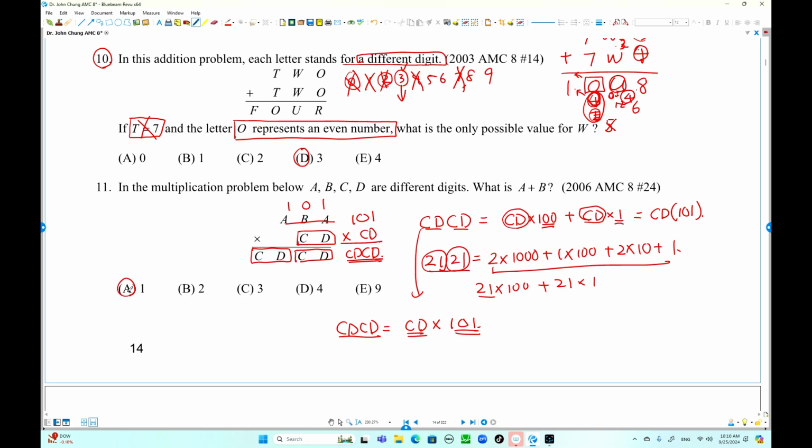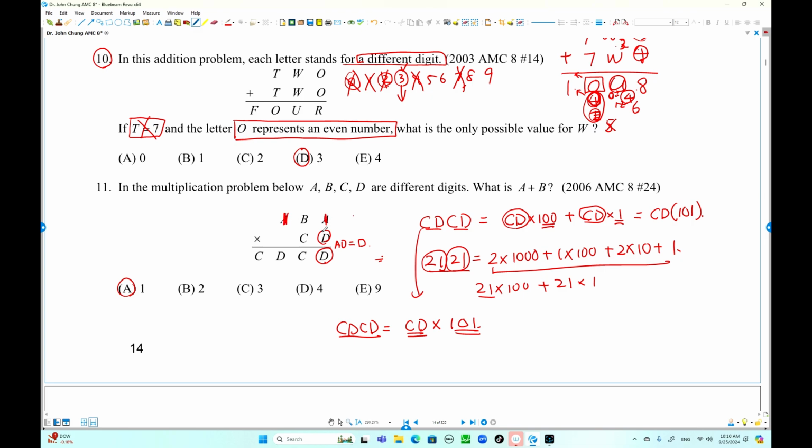Or maybe, if you don't know the skill, you can try this one too. 8 times D equals D, right? 8 times D equals D. What is the value of A? A equals 1, right? A equals 1. You already know this one.